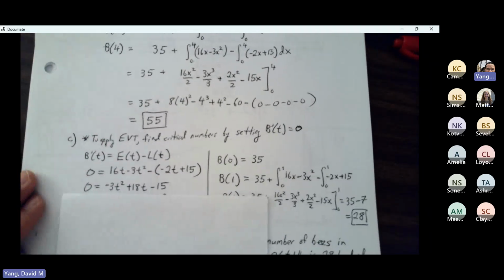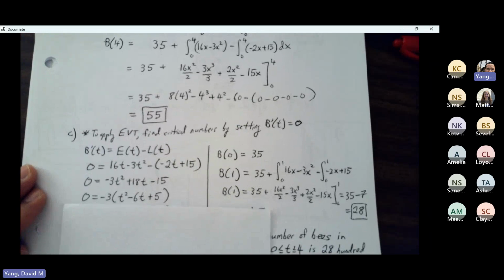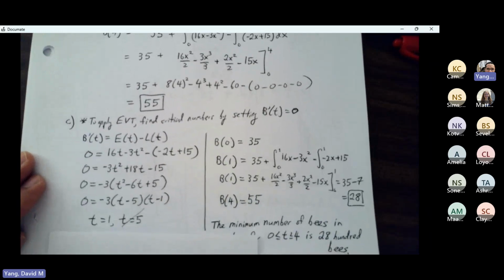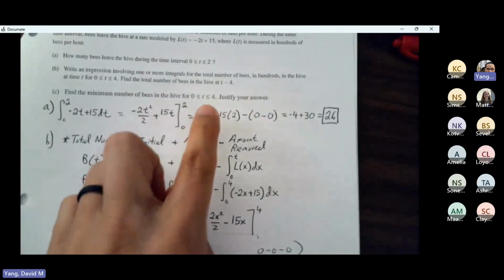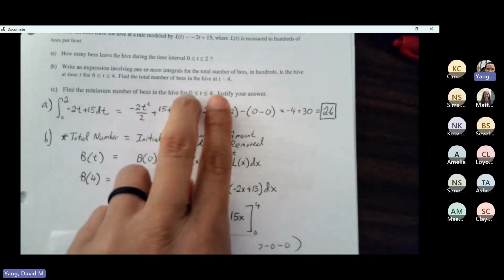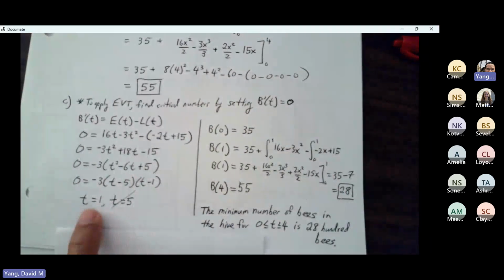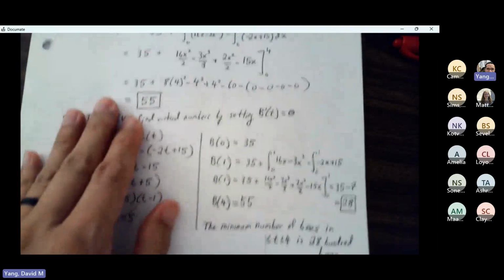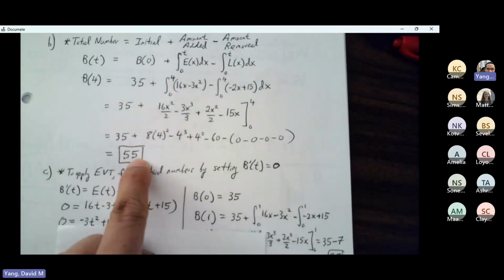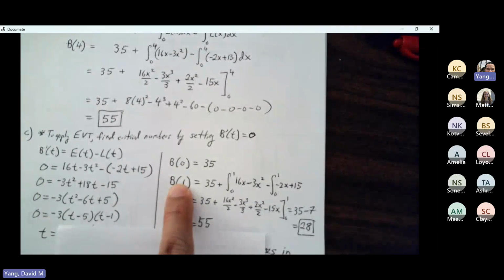Work this out. We can factor. Take out a GCF of negative 3. Continue to factor. We get 1 and 5. Now, these are critical points, but 5 we can remove because our interval is only from 0 to 4. So we definitely have to test the number of bees at 0 and 4, but we only need to test what's between. So 5 is out. We're going to keep 1. So we're going to do B of 0, B of 1, B of 4. Now, the nice thing is we already found B of 4, which is 55. We're going to have to find B of 1.